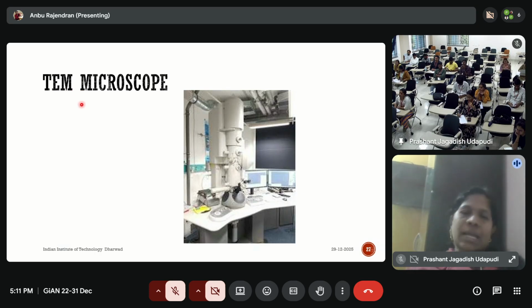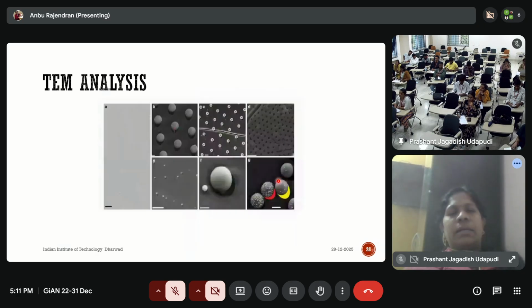You have to load the sample inside the chamber, then turn on the electron beam. The electron beam will fall on the sample and will be collected from the other side. So you can get the details of whatever analysis or features you are looking for from that.